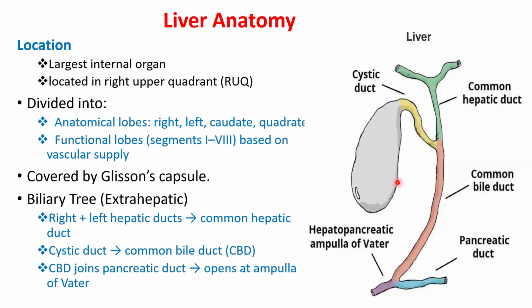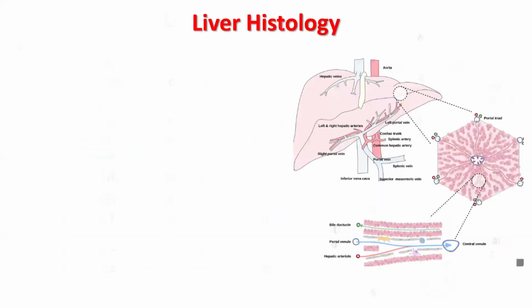So make sure that you are able to describe this biliary tree, where you have left and right hepatic ducts, the common hepatic duct. This common hepatic duct is joined by the cystic duct to become the common bile duct. The common bile duct is joined by the pancreatic duct to give us the hepatopancreatic ampulla of Vater. And now that's the anatomy. Now we need to go deeper to check on the histology of the liver.